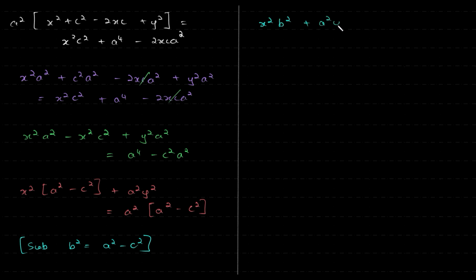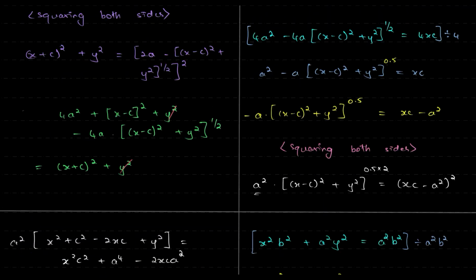plus a square y square. We're almost done. It's equal to a square b square, and at last we are going to divide this entire expression with a square b square, and we have the following result: x square by a square plus y square by b square is equal to 1. The idea of the derivation is not hard, but yes, the solution is lengthy.